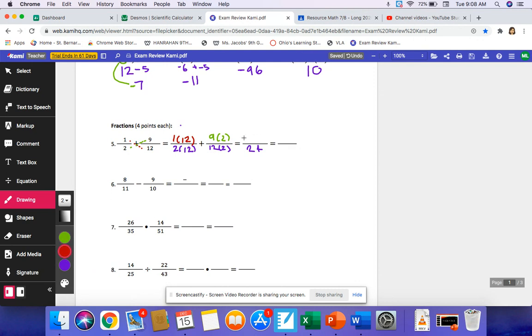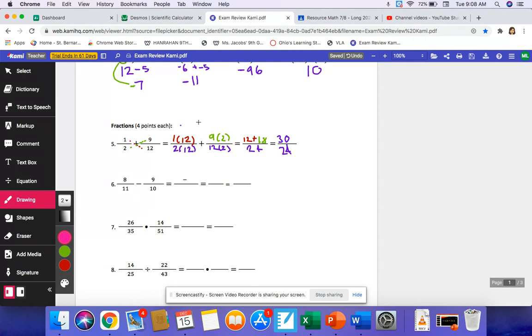I know 1 times 12 is 12, plus, we go ahead and add, 9 times 2 is 18. And I get 30 over 24. Now, you can reduce this. You do not have to.